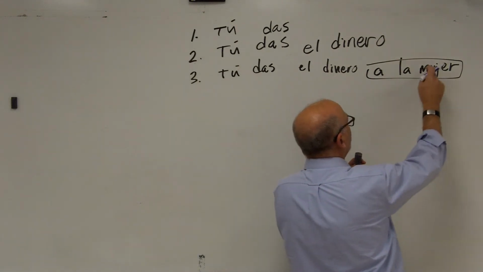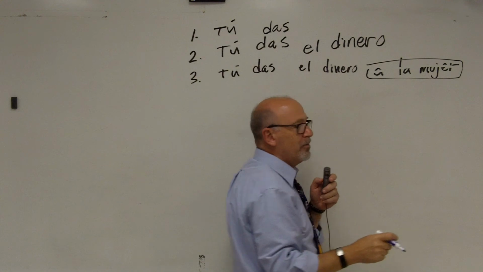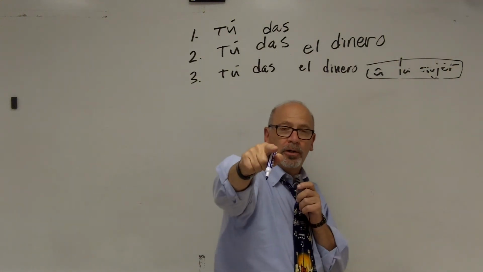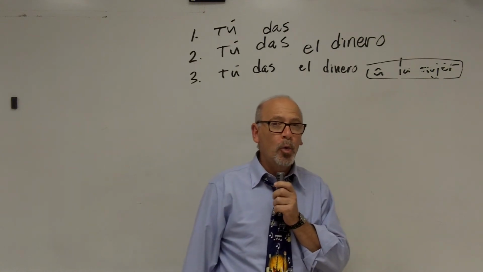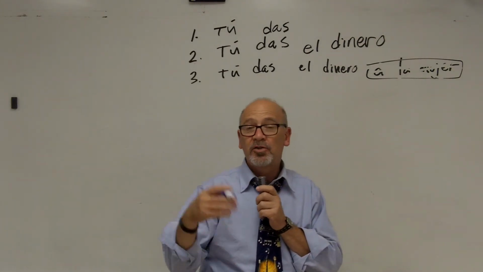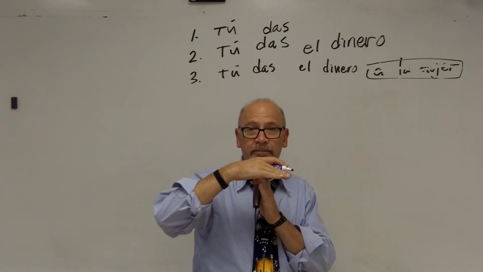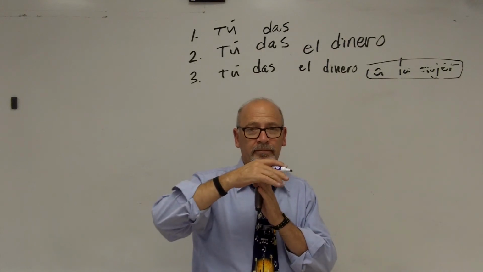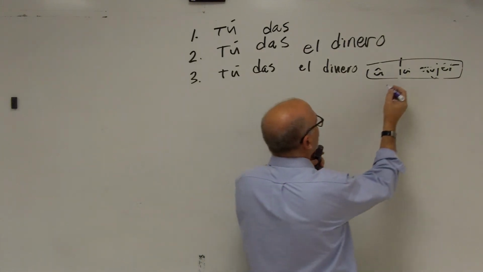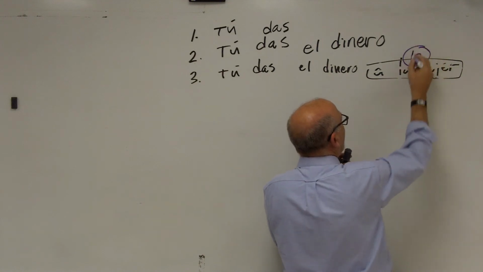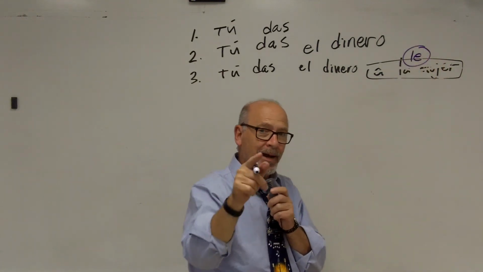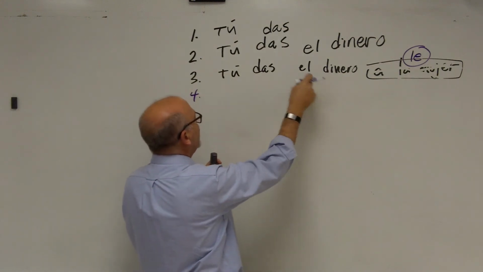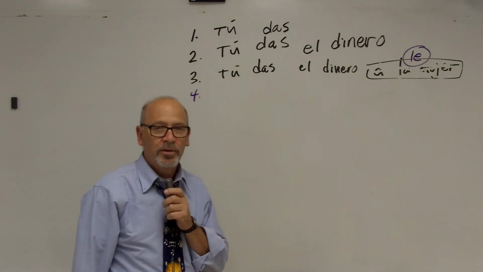We're going to replace this. We're not going to have that anymore, and we're going to have it just be 'to her.' So find the indirect object pronoun that means 'to him' or 'to her.' We're back. You know what it is. The word we're looking for is L-E, le. Now, where does that go? For line number 4, you're going to say, 'you give the money to her.' Do that now.